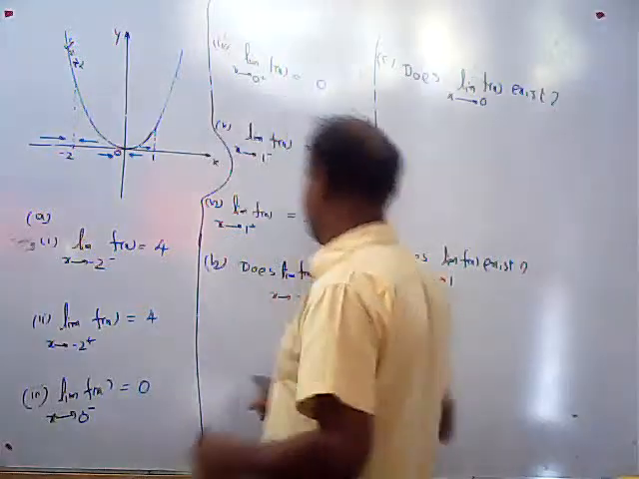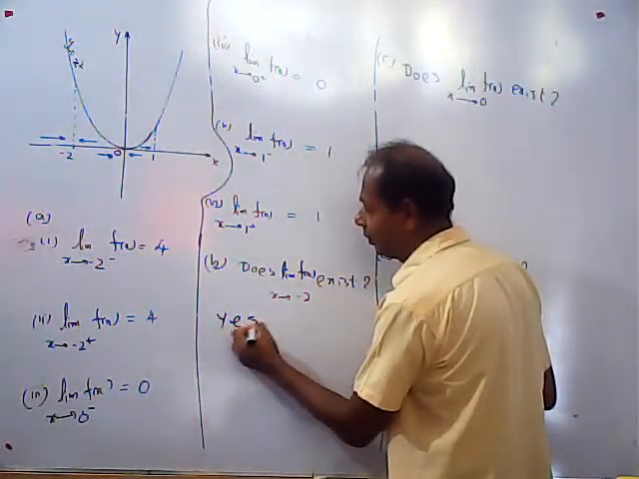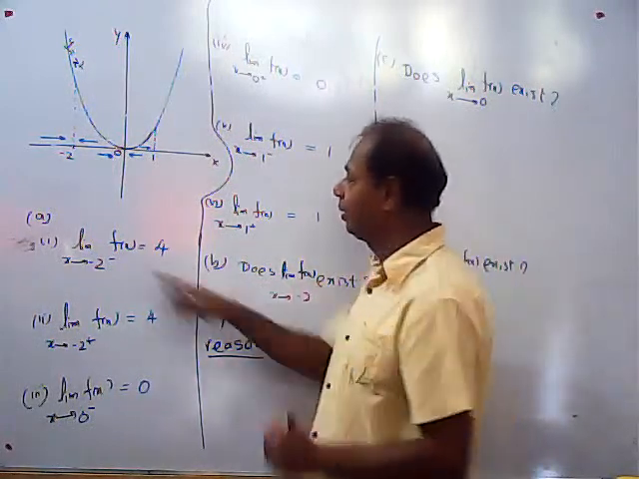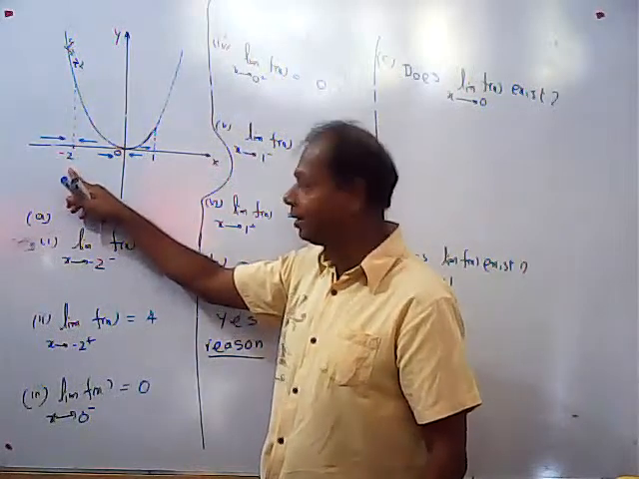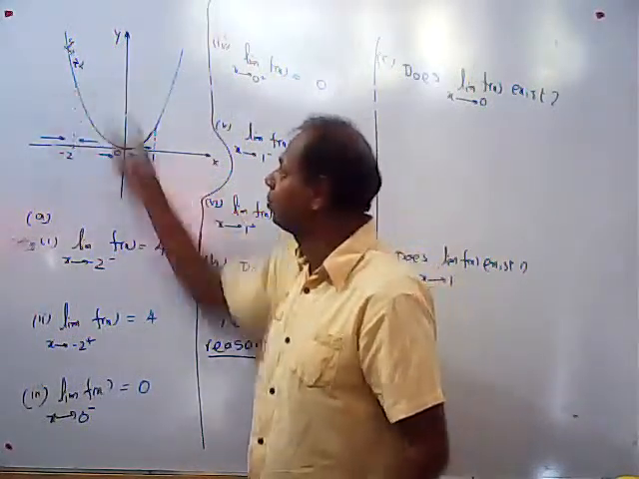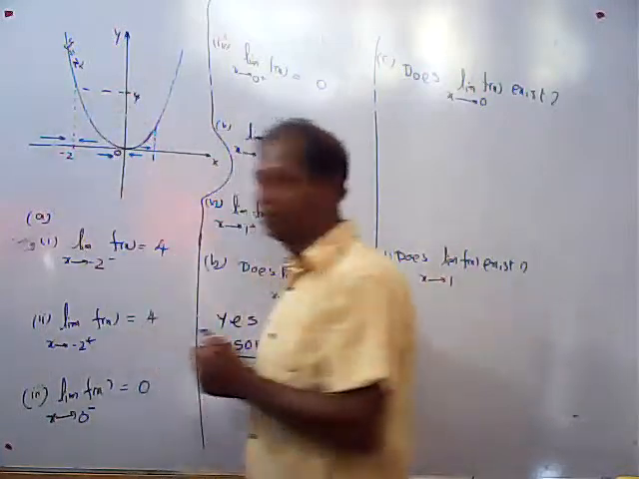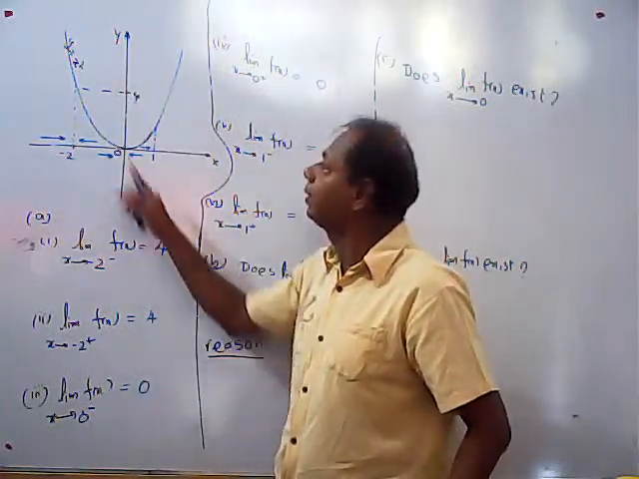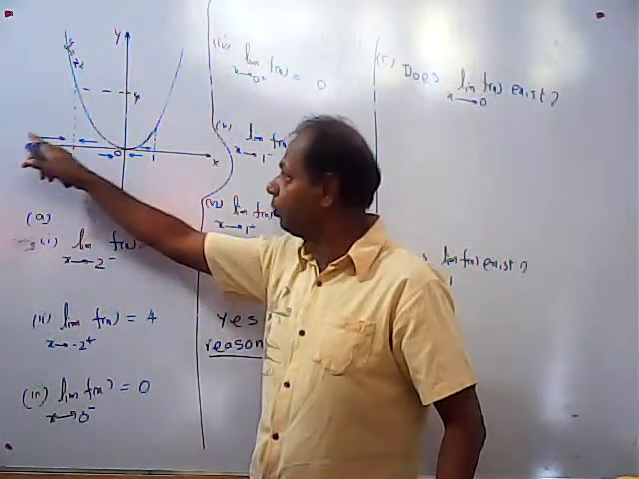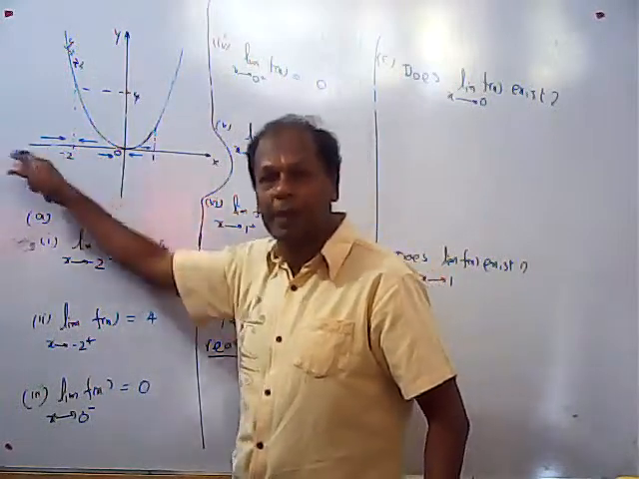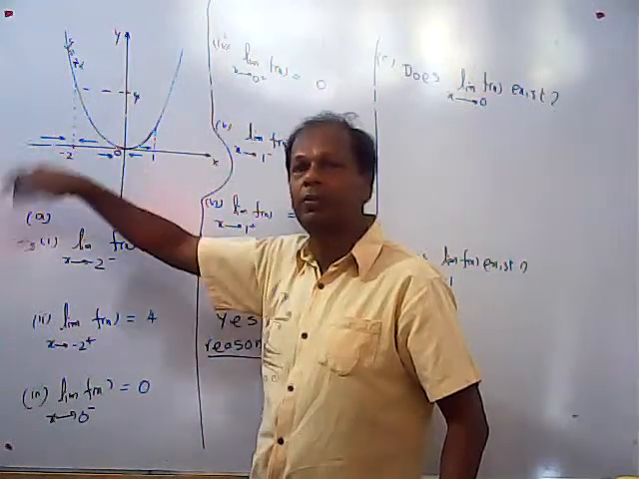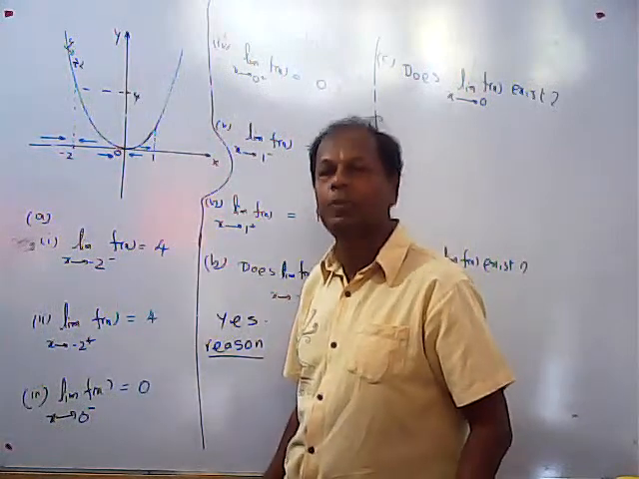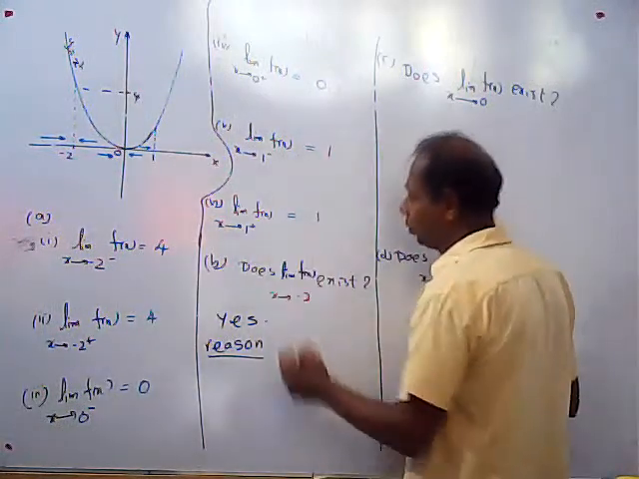Right, you are saying yes. The answer is yes. The reason is the left limit. As you get closer to minus 2 from the left hand side, the function gets closer to 4. As you get closer to minus 2 from the right hand side, again the function gets closer to 4. So from any side, no matter whether from left or right, the function value gets closer to 4. That is the reason.